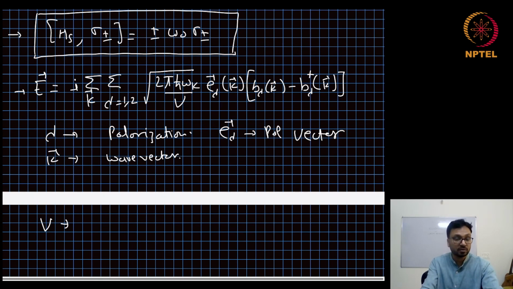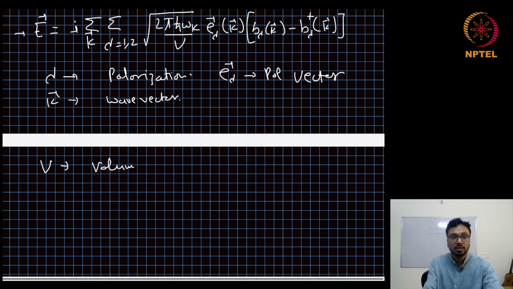So all these modes are solved assuming some finite boundary condition, hence the volume. b_k and b_k dagger are the annihilation and creation operators.